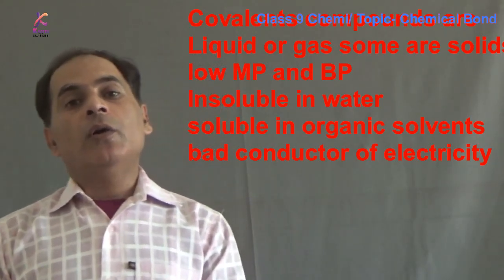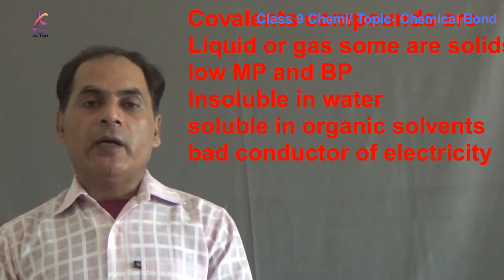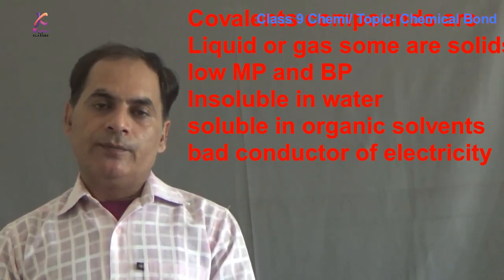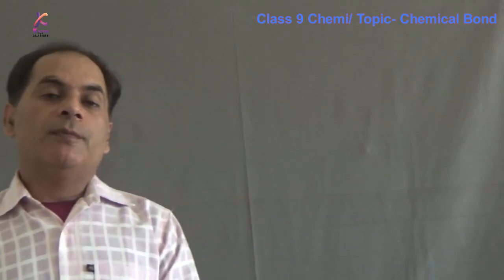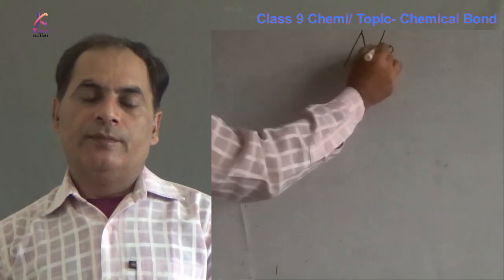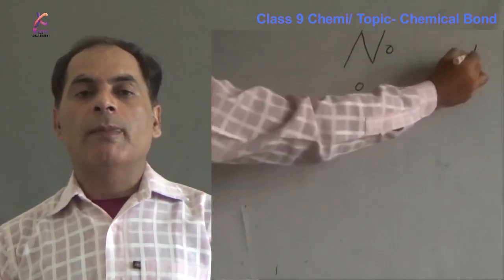Conductivity: all covalent compounds are bad conductors of electricity, and they have lower melting and boiling points than ionic compounds. Now coordinate bond. Coordinate bond is formed if any atom is having a lone pair of electrons. That atom can form coordinate bond.